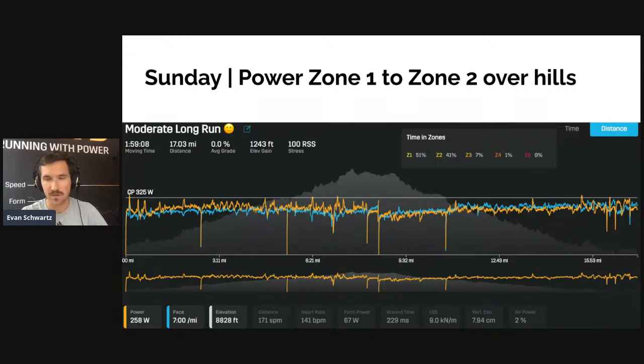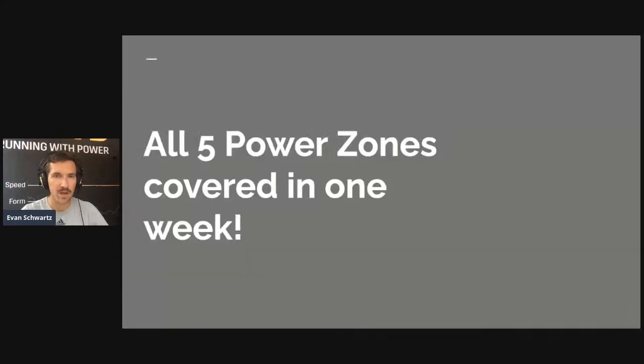So zone 1 and zone 2 are really going to be that bread and butter for the long runs, and zone 1 is going to be the bread and butter always for those easy runs for me. So all 5 power zones covered in 1 week. I managed to touch on everything, incorporated a little bit of everything.